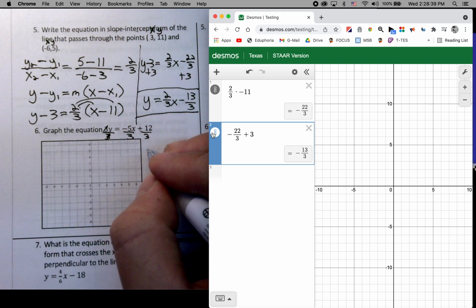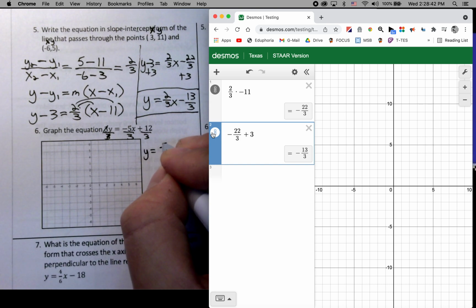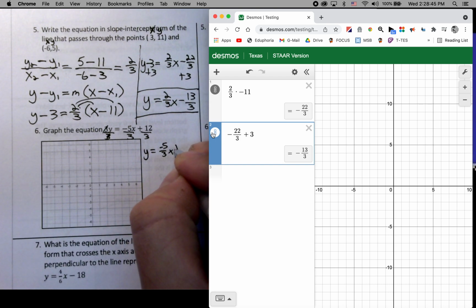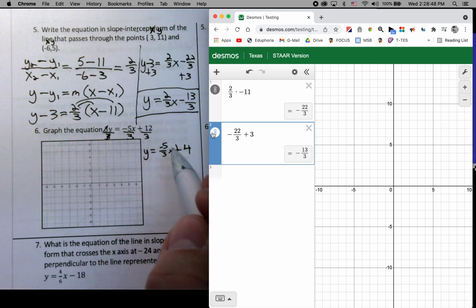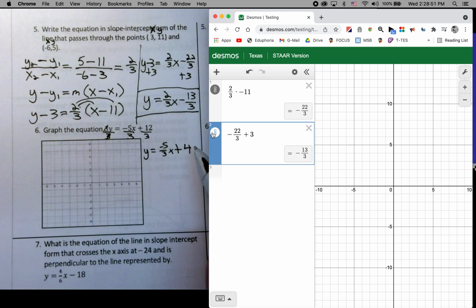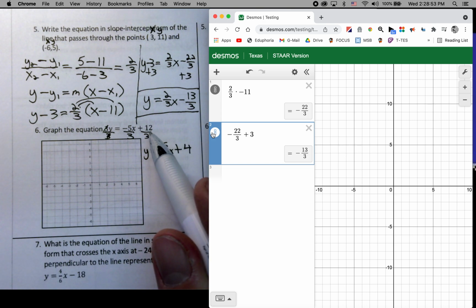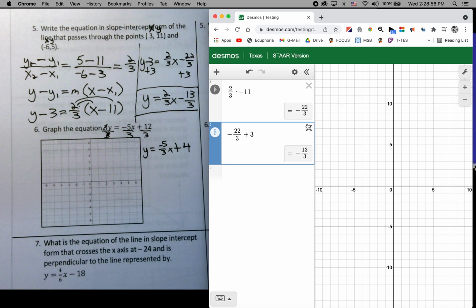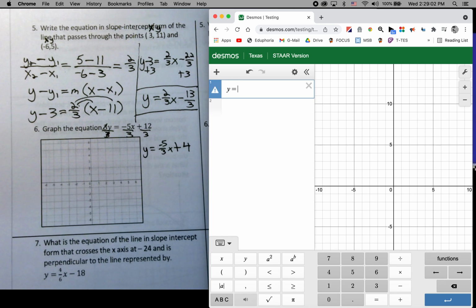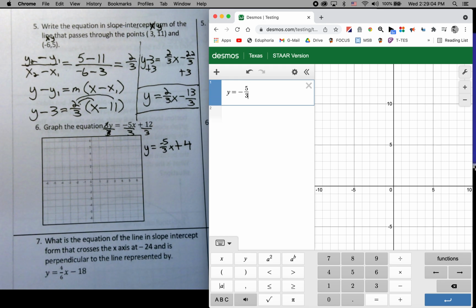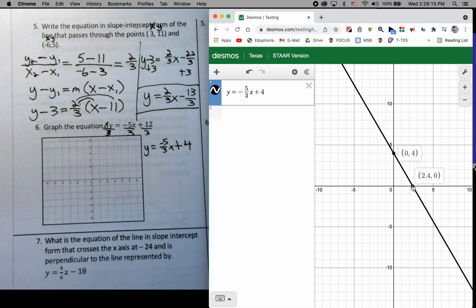I'm going to rewrite this. y equals negative 5/3 x plus 4, because 12 divided by 3 is 4. If you have struggled with doing the math, you can literally type it in Desmos, like 12 over 3, if you want. Okay? So now I'm going to get rid of those. I'm going to type in y equals negative 5 divided by 3 x plus 4. Okay? So if you struggle with using the slope, click on your intercepts. So the y-intercept is really easy, 4.